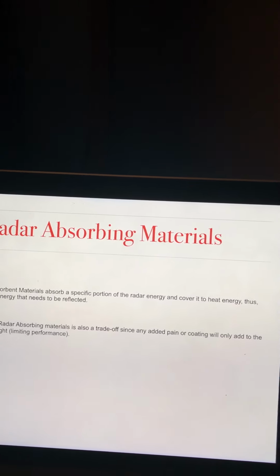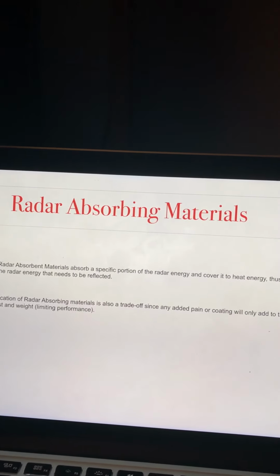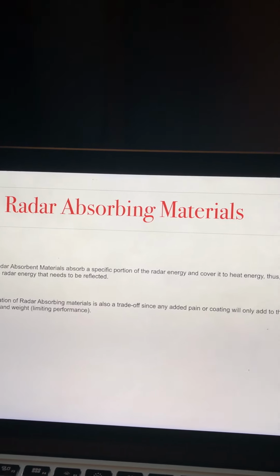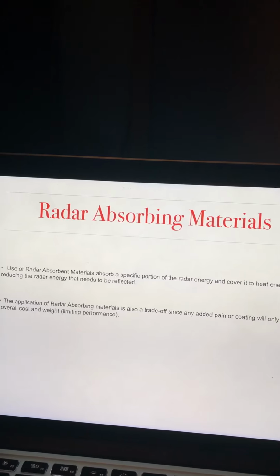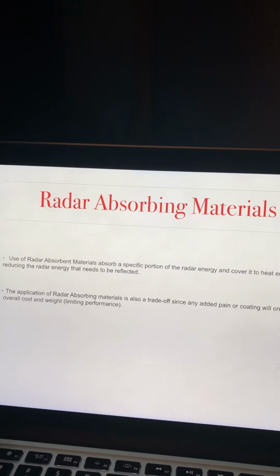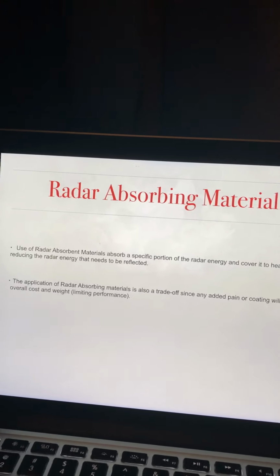So the shape is one aspect, and the other aspect is the use of radar absorbent materials, which absorb a specific portion of the radar energy and convert it into heat energy. So it reduces the radar energy that needs to be reflected, which is the job of the first part, taking the load away from the first part, which is the shaping.